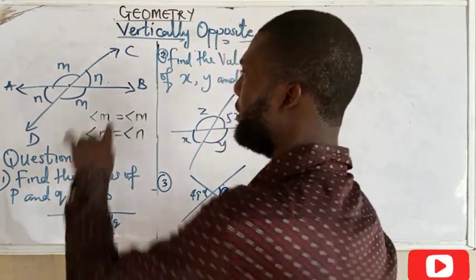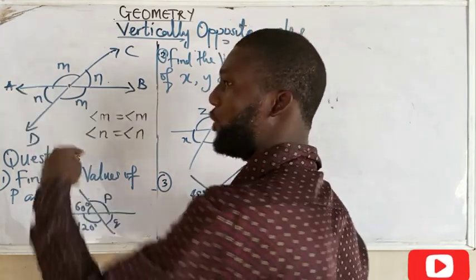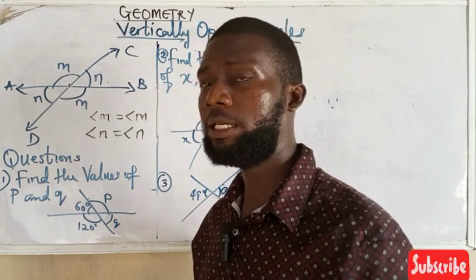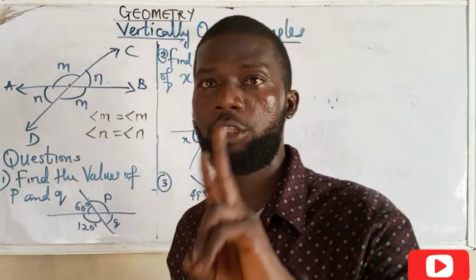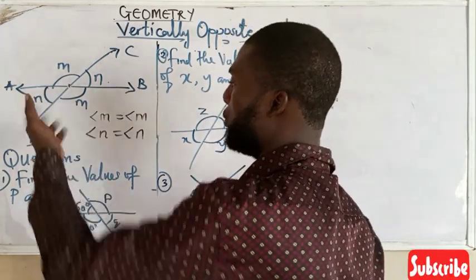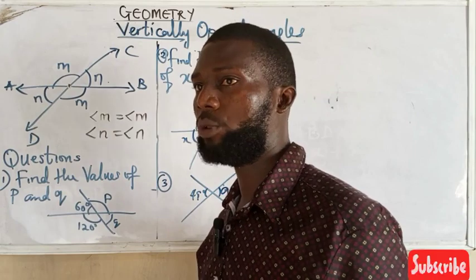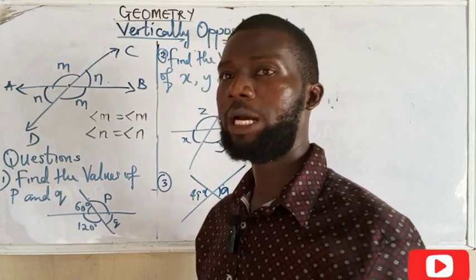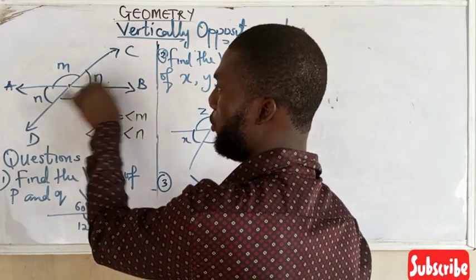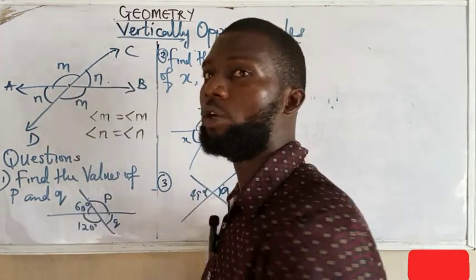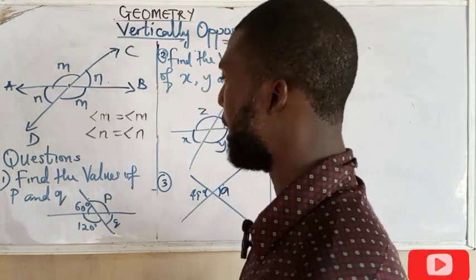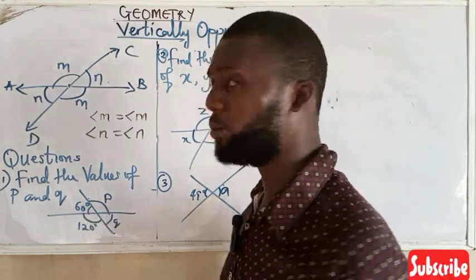And apart from that, this is a straight line. Angles on a straight line are always 180 degrees. So these are the two things you are going to be watching out for when solving questions relating to vertically opposite angles. Which means you can calculate your answer by looking at the angles that share the same vertex points, or you can also calculate using the angles on a straight line.